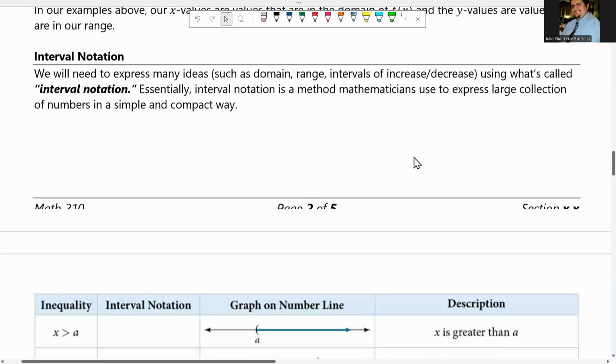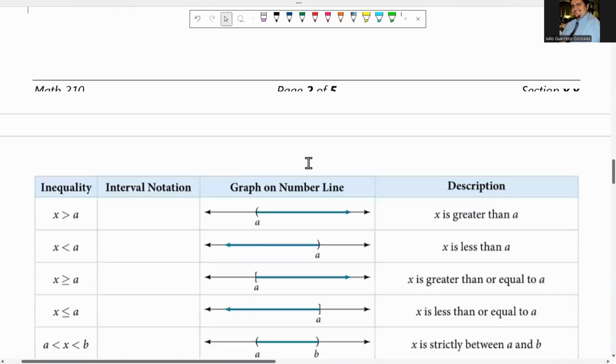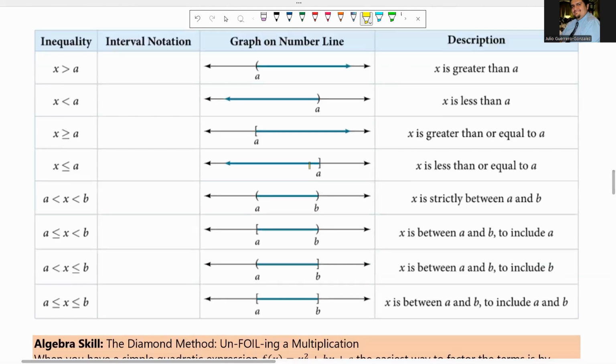But before we do that, I need to show you guys what's called interval notation. It's essentially a method that mathematicians use to express a large collection of numbers, in a simple and compact way. So let me scroll down a little bit more. Let me cover how interval notation looks.